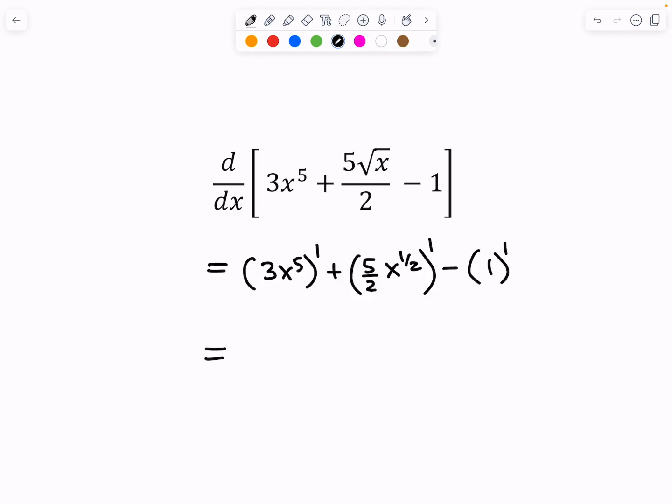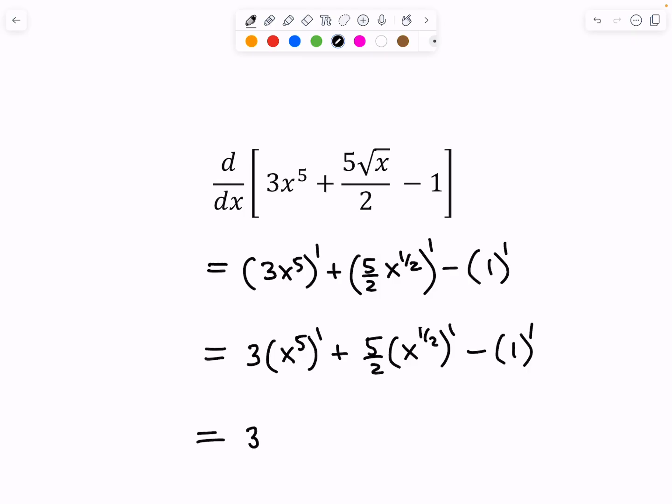I can use constant times function rules, so I can pull the 3 out and then only differentiate the x to the fifth. In this middle piece, I can ignore the 5 halves and only differentiate the x to the 1/2, and then over here, I'm just going to differentiate 1. So now I am prepped to actually do the 3 derivatives. The 3 will stay. Derivative of x to the fifth using power rule is 5x to the 4, plus the 5 halves will stay. The derivative of x to the 1/2 is 1/2 x to the negative 1/2, and then minus, and the derivative of 1 is 0.